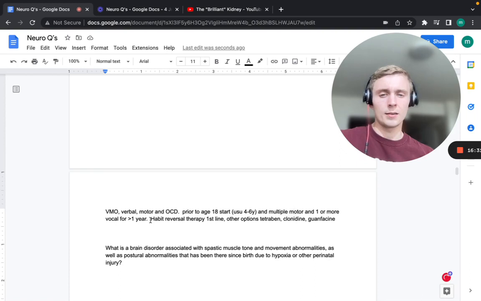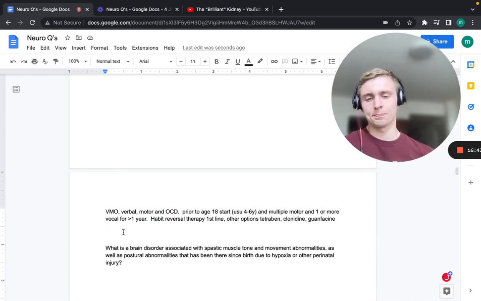Again, first line, habit reversal therapy. Medical is the second line. You can use tetrabenazine, clonidine, guanfacine as well. But habit reversal therapy is first line for tic disorder.